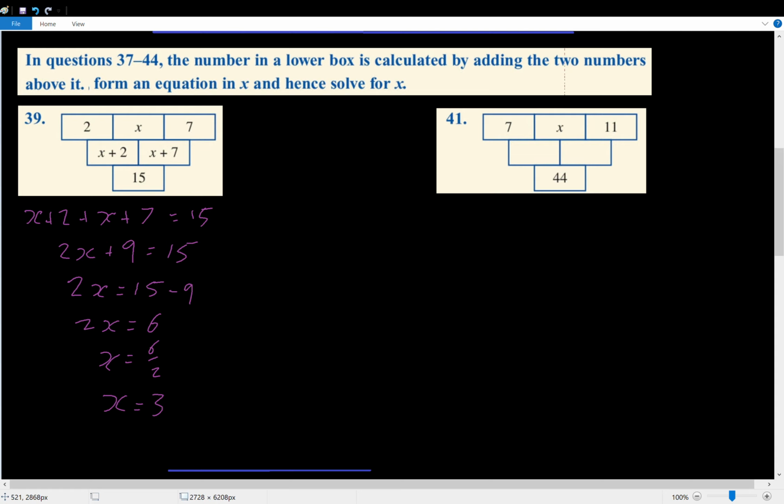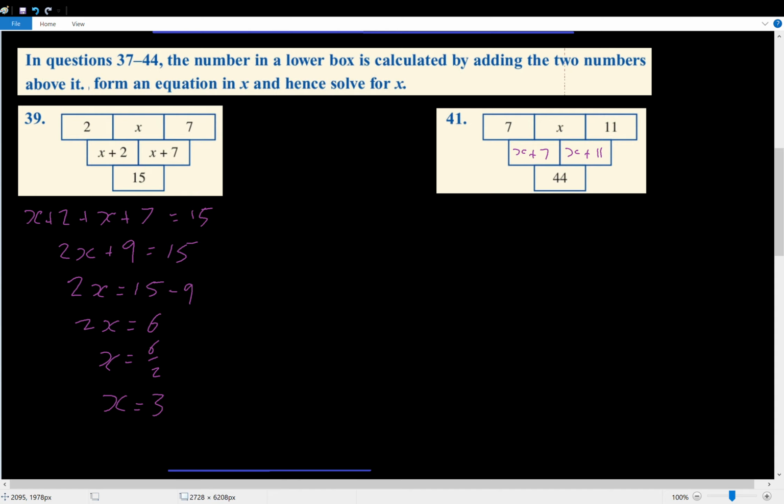Now the next one over here, we aren't given the boxes in the middle. We've got to work them out for ourselves. So let's work them out to start with. This box on the left is going to be what we get when we add 7 and x. That's going to be x plus 7. And this box on the right is going to be what we get when we add x and 11. So we get x plus 11, like that.